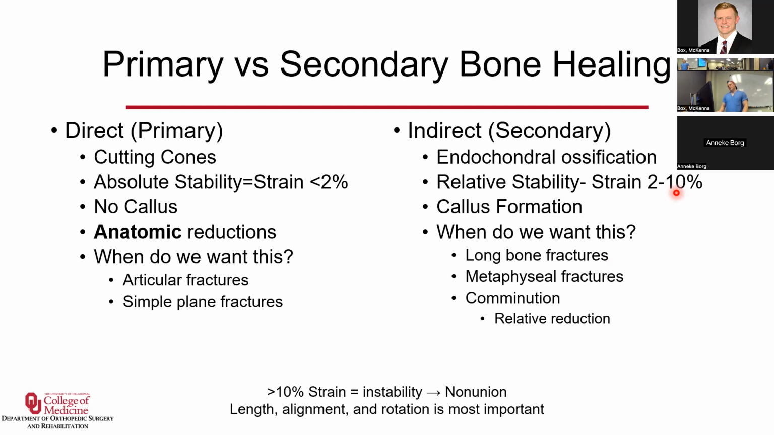And overall, the most important thing is length, alignment, and rotation, even with secondary bone healing, because it's still going to heal in the position that it is. So if it's twisted, then it's still going to heal wrong.